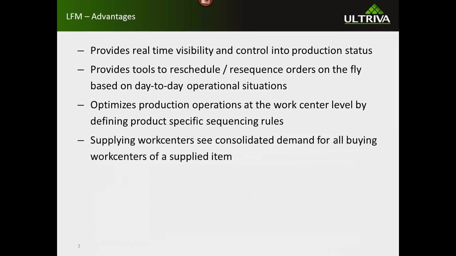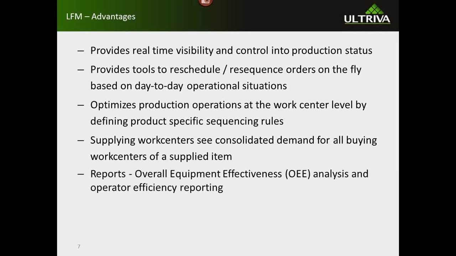The supplying work centers of a manufactured item do get to see consolidated demand for all of their customers. So they know that they sell one part to 14 different customers. They see that demand as one lump sum number, so they know what they need to build. And we have lots of reporting capabilities, two of the most popular being the overall equipment effectiveness, or OEE metric, and the operator efficiency, some also termed as earned hours.